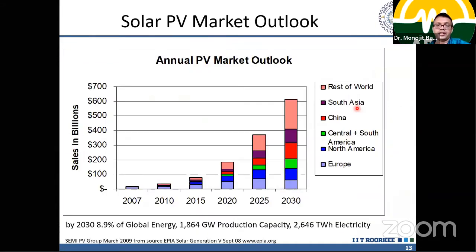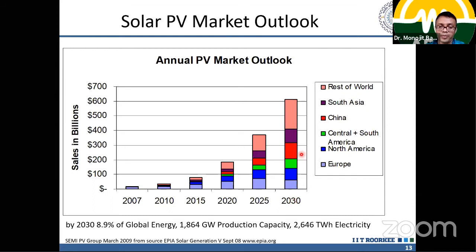Now, if you look at the solar cell market, it is also increasing. And you can see the majority coming from Europe, North America, Central and South America. Then you have China, South Asia. That is a very small part, considering India has so much solar energy. And this is the rest of the world.